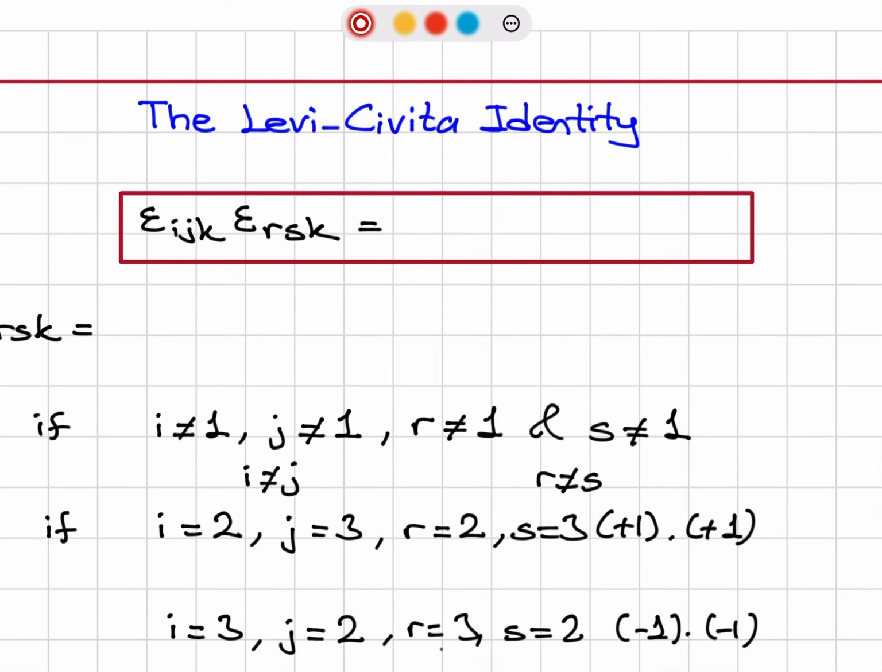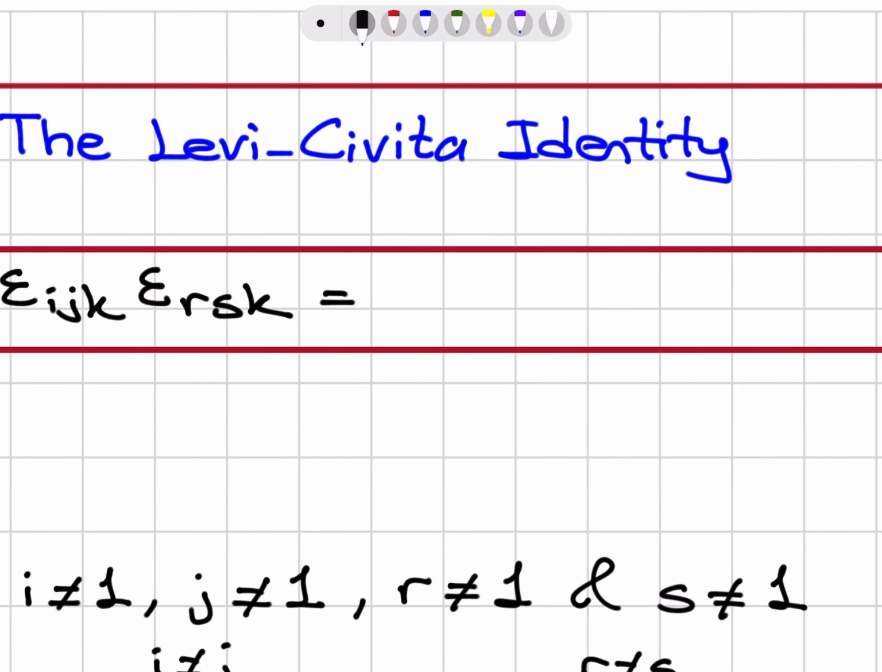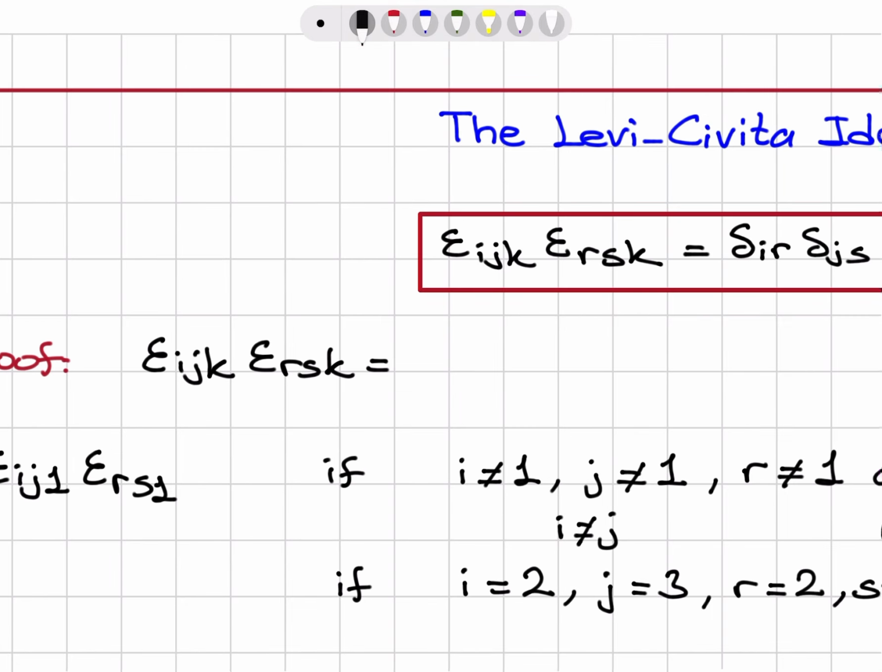In this video, we're going to talk about a frequently used identity of the Levi-Civita symbol, that is epsilon ijk epsilon rsk is equal to Kronecker delta ir, Kronecker delta js, minus Kronecker delta jr, Kronecker delta is. So let's prove this. Now, what is the meaning of epsilon ijk epsilon rsk?